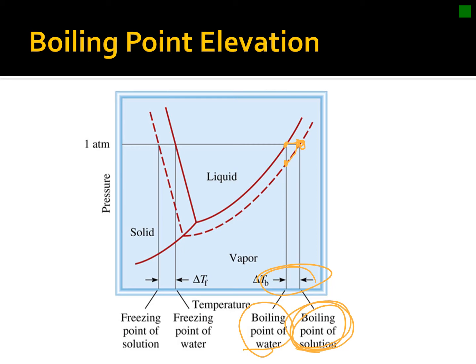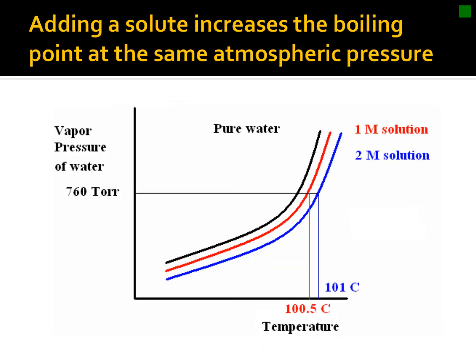So when we add salt to our water before we do our pasta, we're actually getting above that normal 100 degrees Celsius. All right, so adding a solute increases the boiling point at the same atmospheric pressure. The more solute you add, the more the temperature increases. Why? Once again, let's go through it. As we add more solute, you're lowering your vapor pressure. In order for anything to boil, you need it to be at atmospheric pressure.